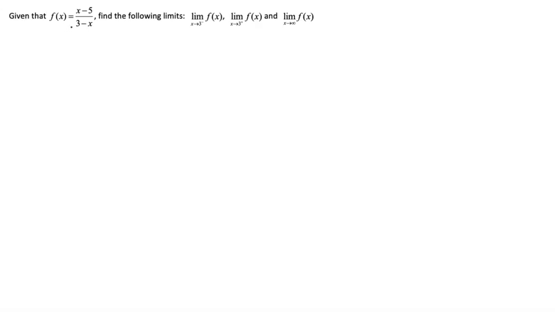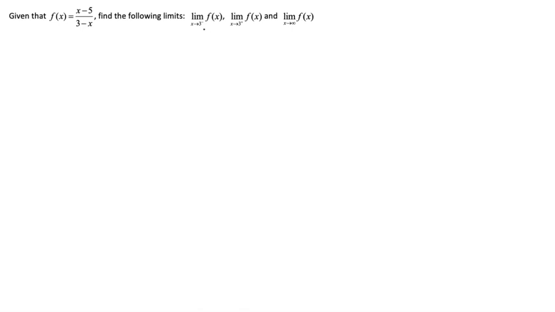Given that f(x) = (x - 5)/(3 - x), we want to find these limits: the limit as x approaches 3 from the left, the limit as x approaches 3 from the right, and the limit as x approaches infinity. All right, so we know that the limit as x approaches infinity is used to find the horizontal asymptote.